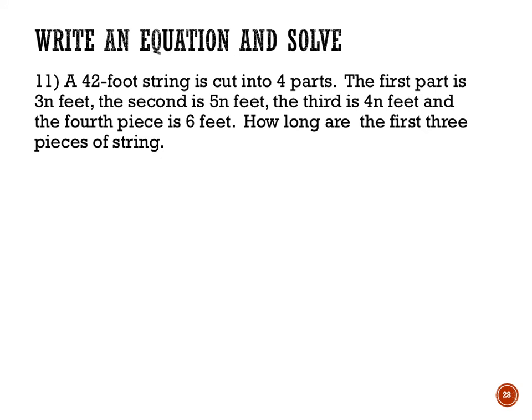Number 11, a 42-foot string is cut into 4 parts. The first part is 3N feet, the second is 5N feet, the third is 4N feet, and the fourth piece is 6 feet. How long are the first 3 pieces of the string? So I know my string equals 42 feet, okay? And it has 4 pieces, one that is 3N, one that is 5N, one that is 4N, and the last piece is 6 feet, okay? So I want to know how long the first 3 pieces are.